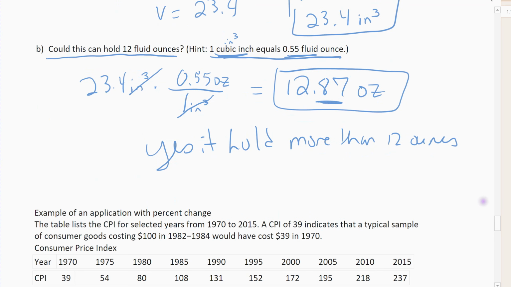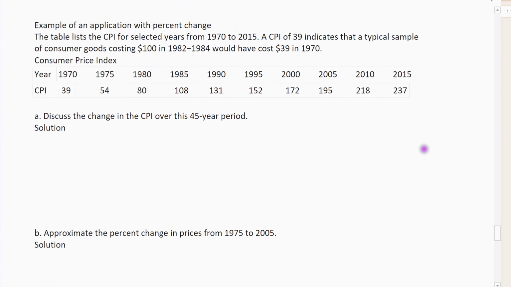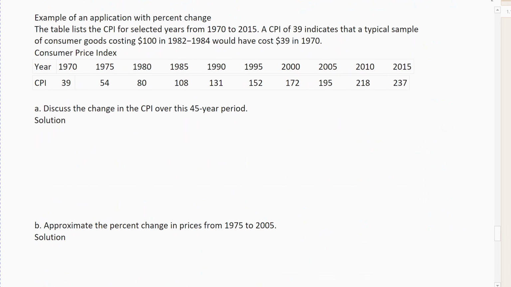Alright, next example is a table example. An application with a table, finding our percent. A lot of times percents are hard for students. So in this particular problem we're focusing on finding the percent. We're given the consumer price index between the years 1970 and 2015. And these would be the consumer price index for all of those years. So it's steadily rising.